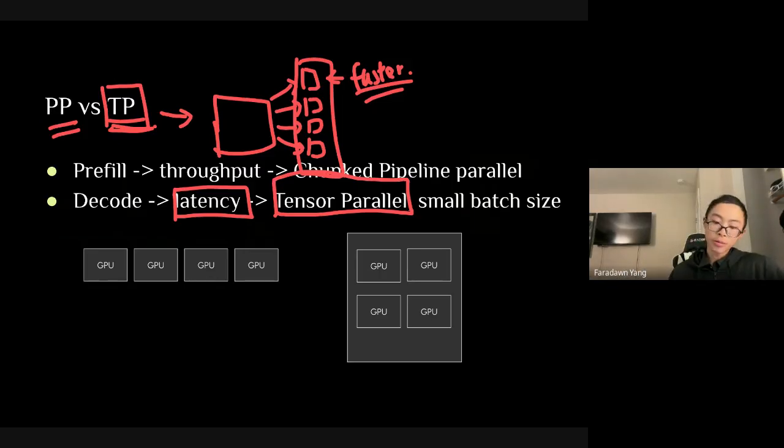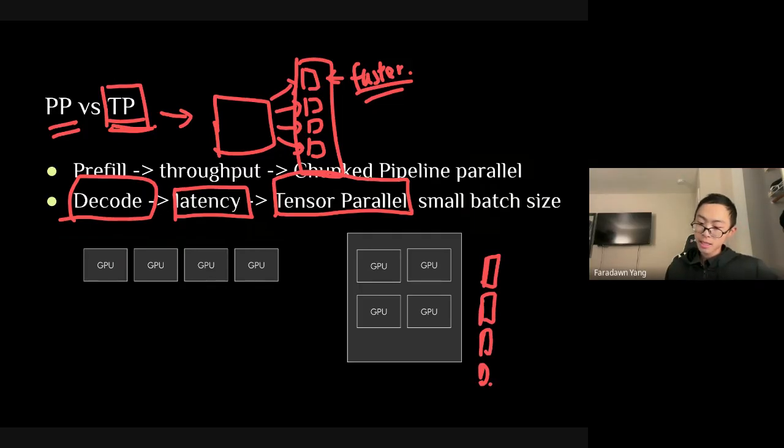Decode will need a very low latency, right? Because you need token by token output. It's very latency sensitive. However, for prefill, should you use tensor parallelism or pipeline parallelism?